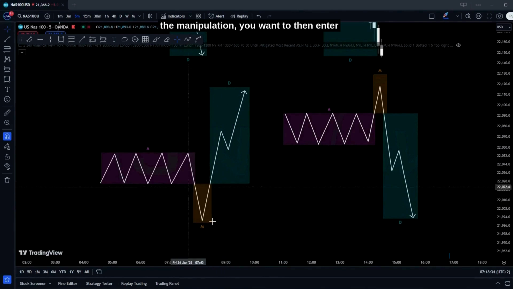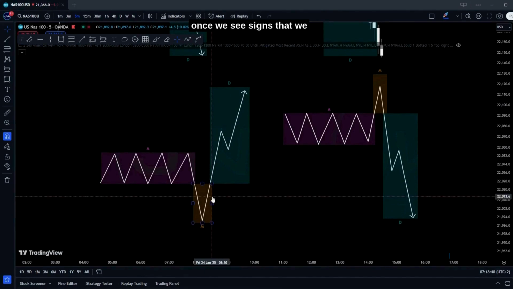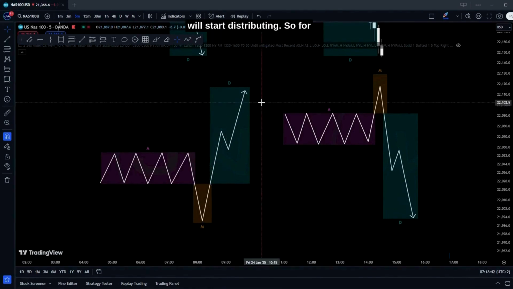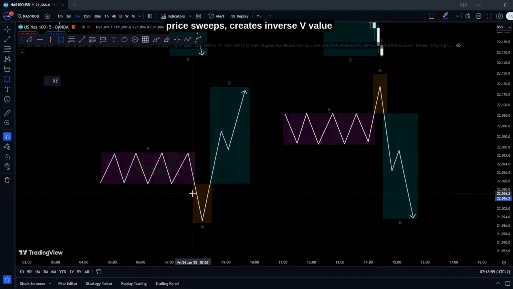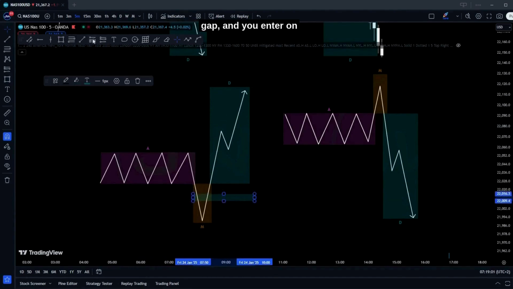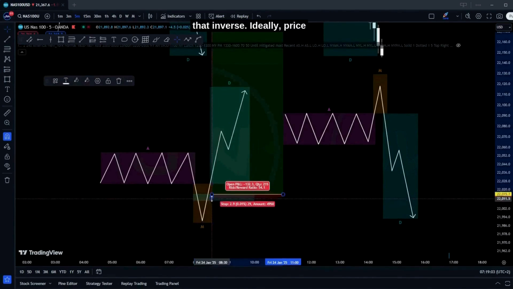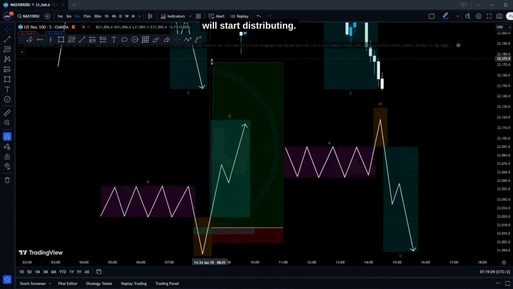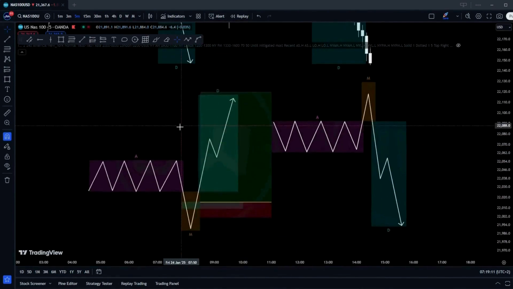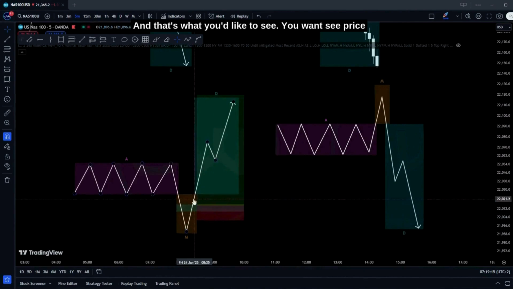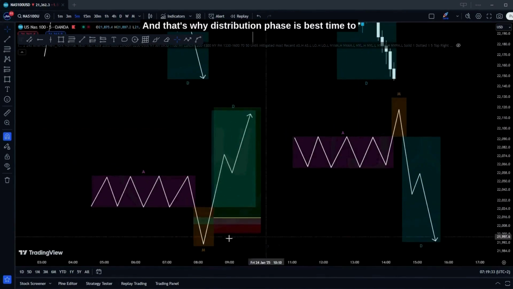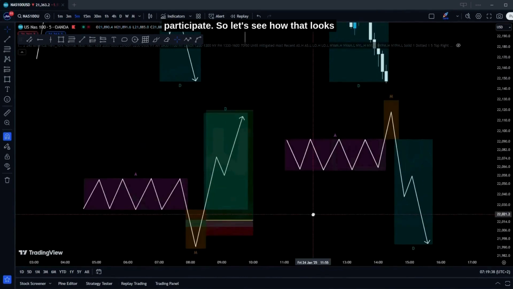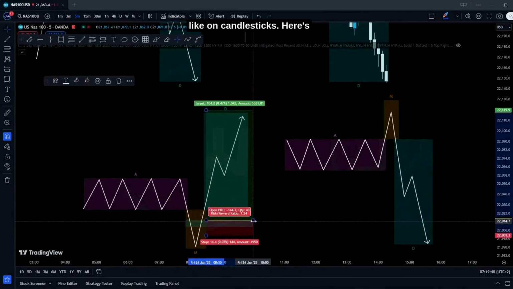And so once we confirm the manipulation, you want to then enter once we see signs that we will start distributing. So for example, if you see your entry model here, price sweeps, creates an inverse fair value gap, and you enter on that inverse, ideally, price will start distributing, and that's what you'd like to see. You want to see price moving away from your stop loss, and that's why the distribution phase is the best time to participate. So let's see how that looks like on candlesticks.